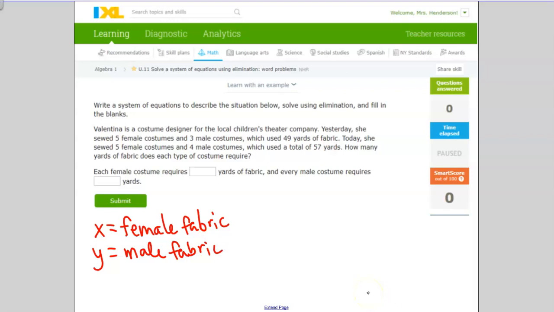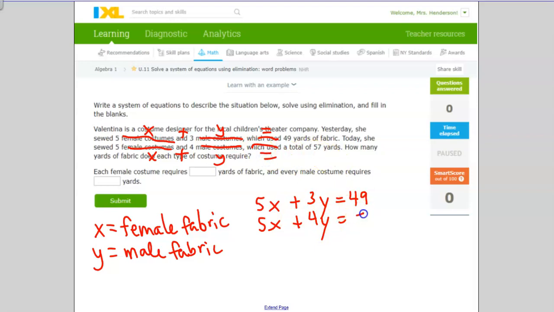So now I'm ready to translate 5 female costumes, now known as X, and 3 male costumes, now known as Y, used 49 yards of fabric. So 5 female and 3 male equals 49 yards of fabric. And then the second sentence, 5 female, now known as X, and 4 male, now known as Y, used a total of 57 yards.